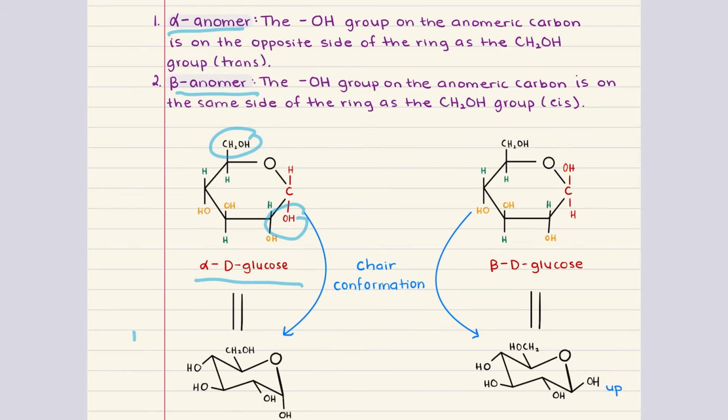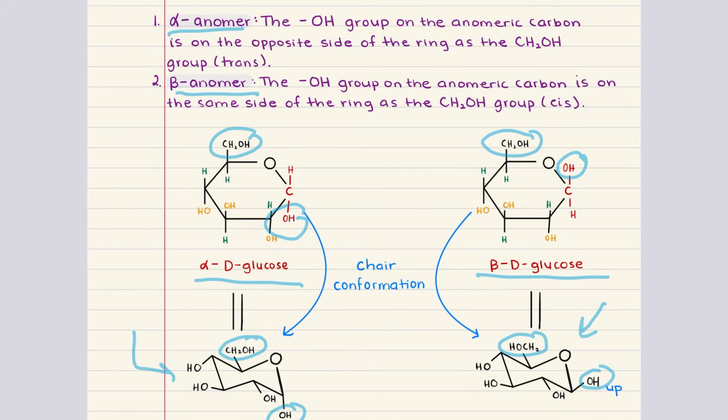I've also drawn the same structure in its chair conformation so that you can explicitly see that difference. In beta-D-glucose, that hydroxyl group on the anomeric carbon points upward. It's on the same side as the CH2OH group. And once again, I've drawn the chair conformation of that structure so that you can see what I mean.